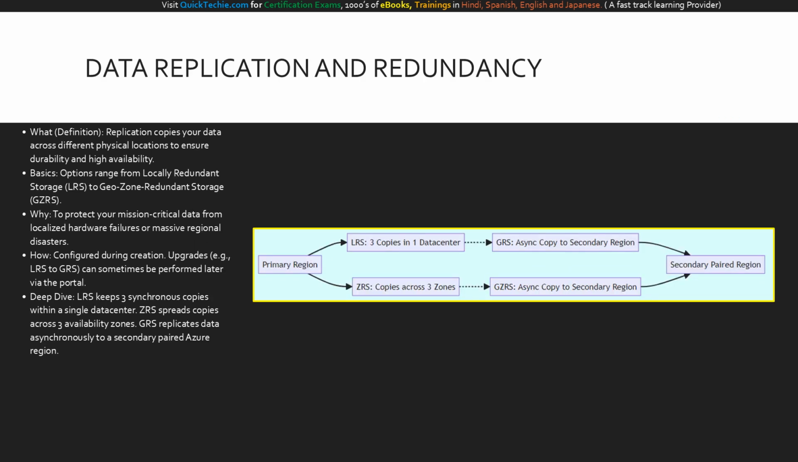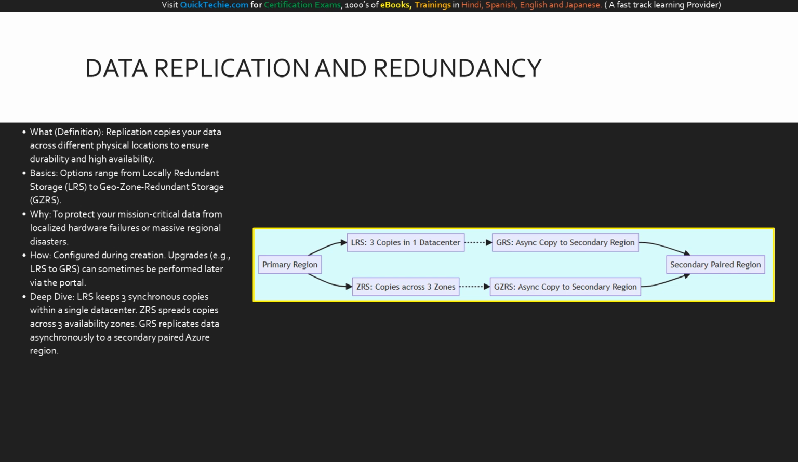Slide 4 covers a critical resilience topic: data replication and redundancy. What does this do? It automatically copies your data across different physical locations. As a basic overview, Azure offers several levels, from locally redundant storage up to highly complex geozone redundant storage. Why do we need this? It protects your organization against everything from a failed disk drive to a massive natural disaster taking out an entire region. How is it set up?